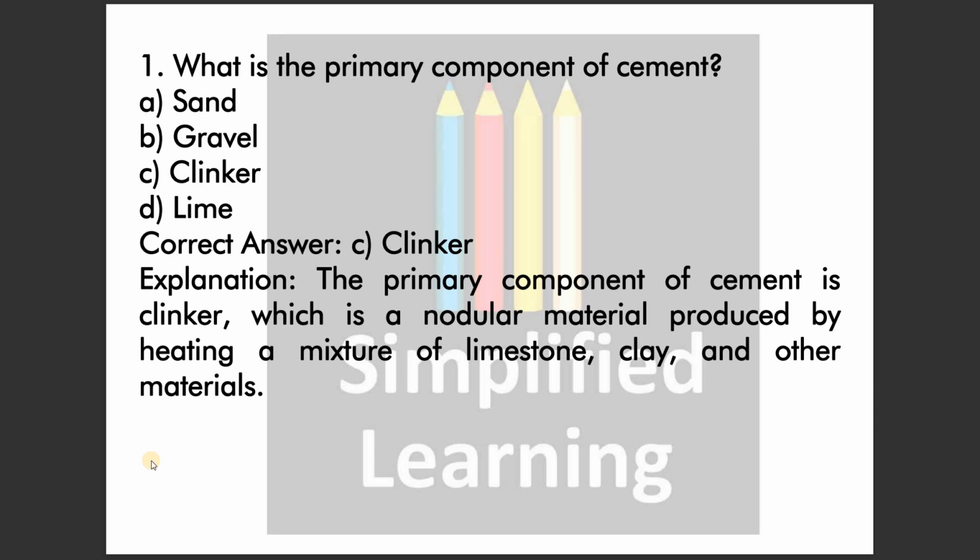So we are going to see some basic MCQs regarding cement and properties of cement concrete. The first question is, what is the primary component of cement? Out of the options sand, gravel, clinker and lime, the correct answer is clinker. Clinker is a nodular material produced by heating a mixture of limestone, clay and other materials, basically making it the primary component of cement.